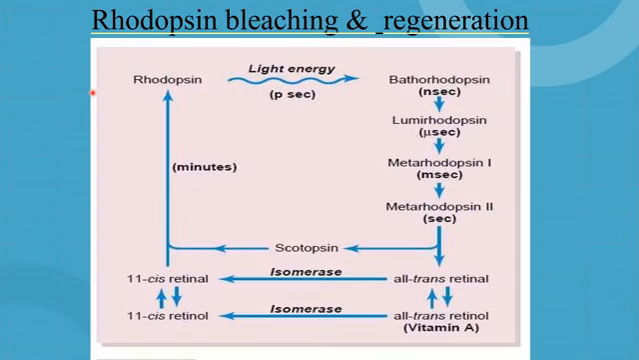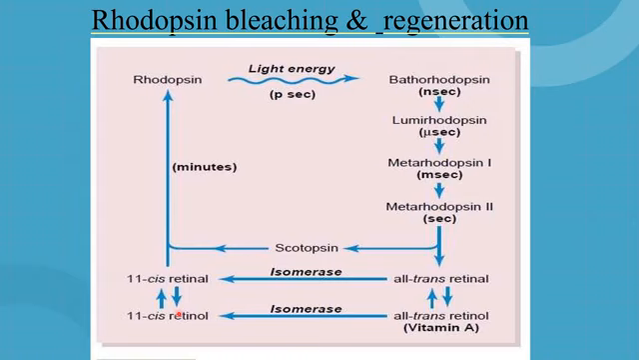So coming to the rhodopsin bleaching and regeneration. Bleaching means it's utilized in the phototransduction process, and regeneration is it is produced again, or recycled again, so that the normal rhodopsin comes back. When there is no light, in dark, the rhodopsin remains in a less stable form, which is 11 cis retinol. So this is the less stable form.